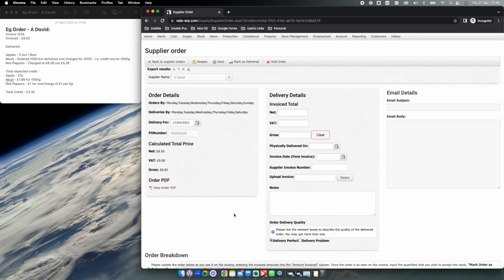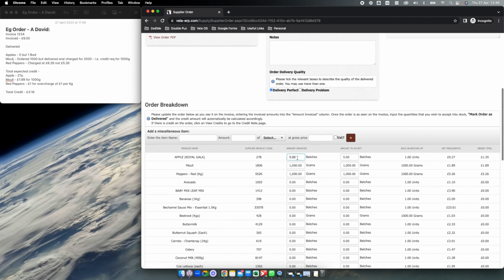So let's go ahead and raise the credit. Based on 5 apples, 2 kilos of mooli and red pepper at £6.26 a kilo for 1 kilo, they are invoicing me for £11.39. Now that is clearly wrong, but that's what the invoice that they've sent me has said. In fact, actually, I've jumped a step.